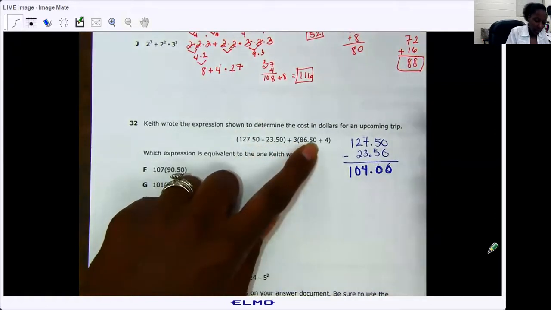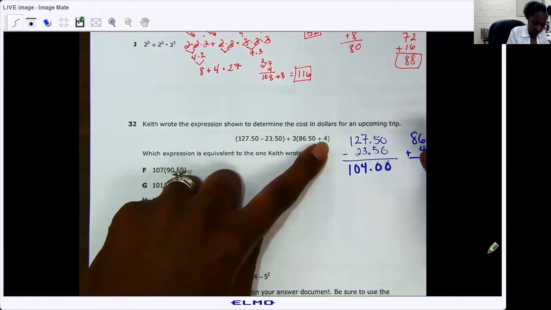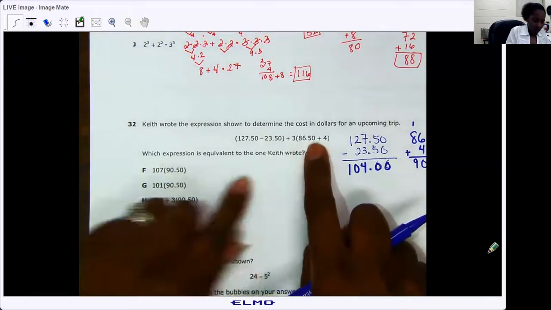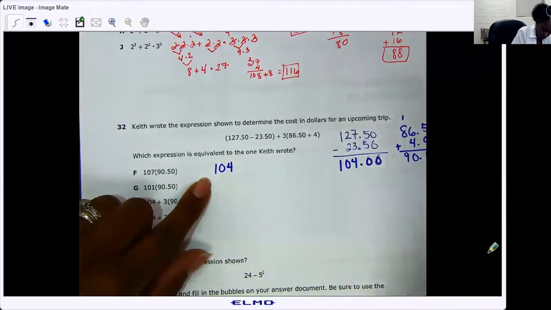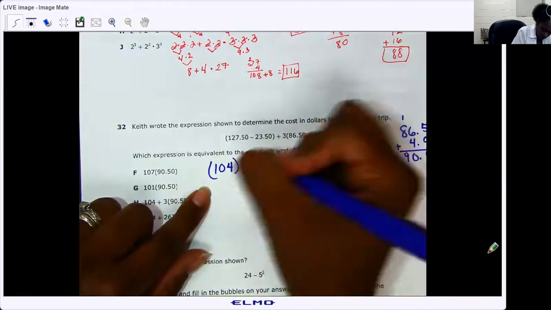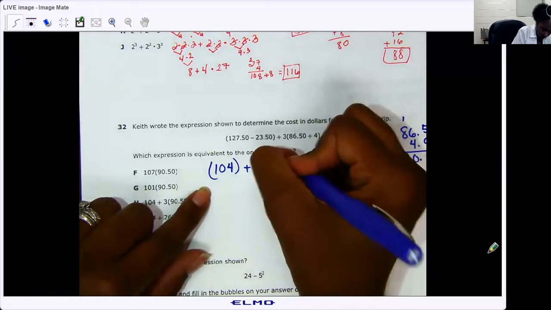Then over here, we need to do 86.50 plus 4. So we're going to treat that like $4. So we're adding with that one. 50, 6 and 4 make 10. Then we have 90. Now we have 104 plus 3 times 90.50.